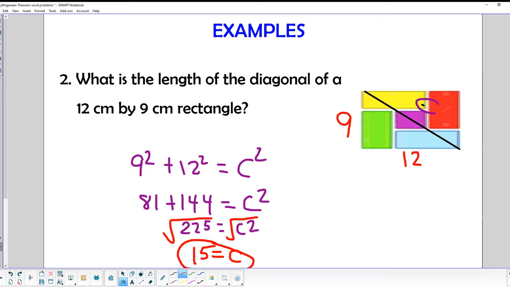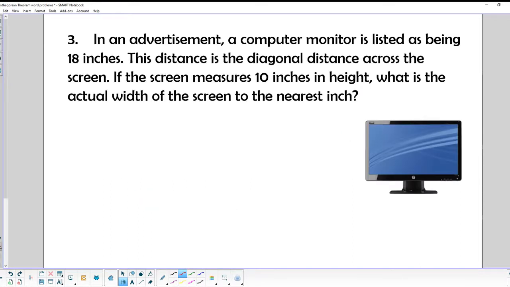Okay, moving right along. In an advertisement, a computer monitor is listed as being 18 inches. What does that mean? The distance is the diagonal distance across the screen. If the screen measures 10 inches in height, what is the actual width of the screen to the nearest inch? So basically we're imposing a triangle on there, and we're saying that this distance right here is 18 inches, the diagonal. And the screen itself, its height is 10 inches.